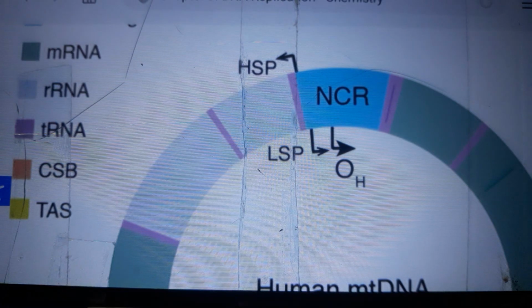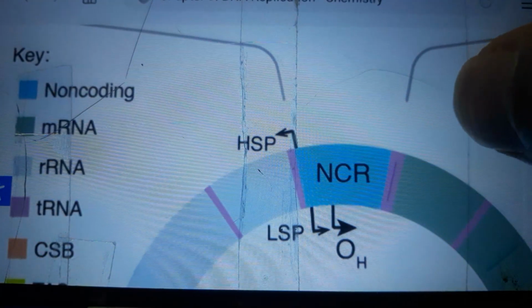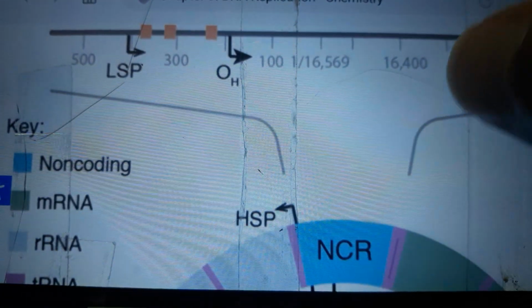Good evening, welcome back. We're on to the continuation of the lessons on DNA replication in chemistry. So this is basically biochemistry.